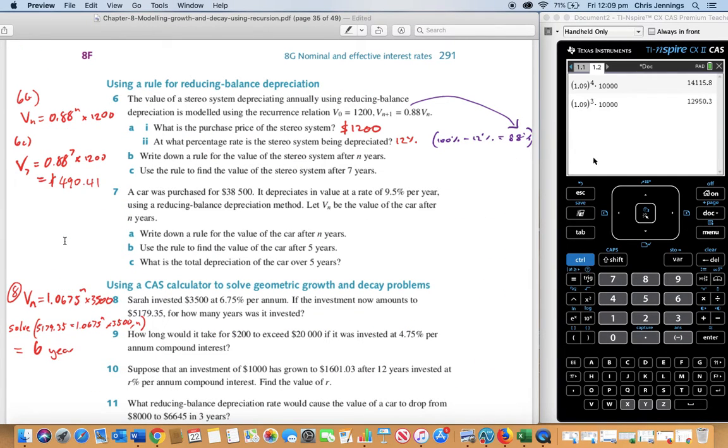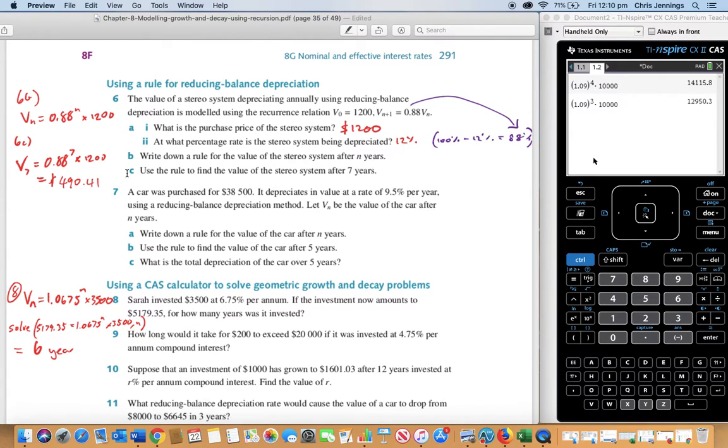Using a rule for the reducing balance depreciation. So this one we're going to go down. The value of a stereo system depreciating annually using reducing balance depreciation is modelled using the recurrence relation. It cost $1,200. And it's going to be multiplied by 0.88 every year. So that means 100% take away something. That something is going to be how much it's losing in percentage value every year. So 100% take 12% was the 88%. Purchase price was the $1,200, straightforward.